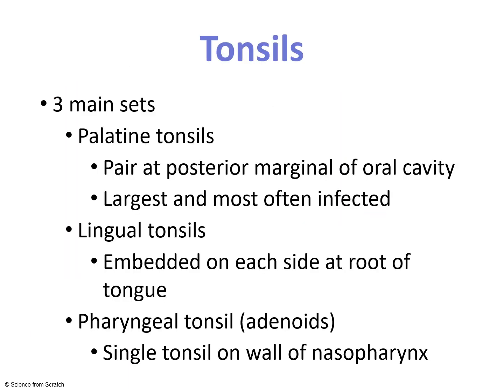So you have 3 main sets of tonsils. You have the palatine tonsils, which are a pair of tonsils that are located in the back of your oral cavity. They are the largest ones and most often infected. And then you have the lingual tonsils, which, if you see lingual, you should think of tongue. Those are also a pair of tonsils embedded at the sides of the root of your tongue.